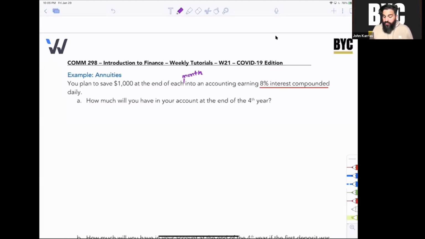So this is the first time we're going to really have to start worrying about the interest rate. We told you, first of all, that the interest rate is compounded daily. So M is 365, right? There are 365 days in a year. But because your payments are made monthly, that means that your T is going to be in months. Which means your K also has to be in months.